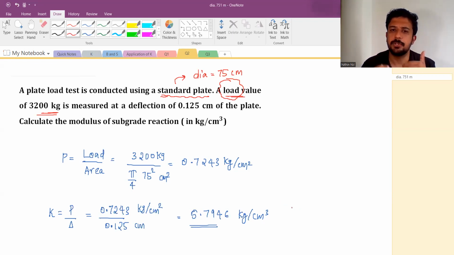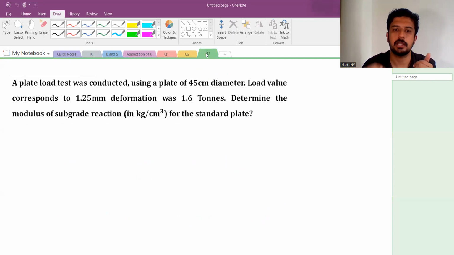Got it, guys? This is level 2. Instead of giving you the stress value or pressure value directly, they will be giving you the load value. Using the load value, we can calculate the pressure value. And don't forget to divide by the standard deflection. That's the thing. Now the next level of question, level 3.